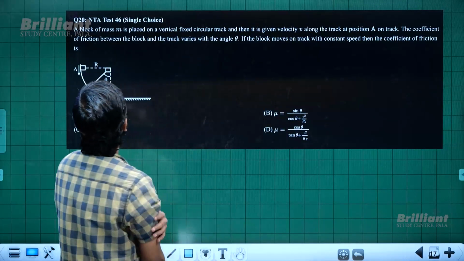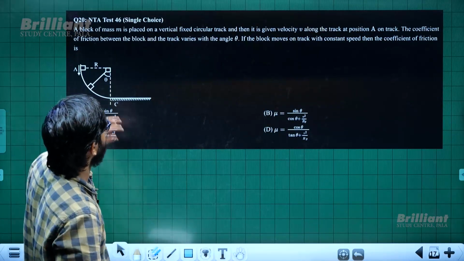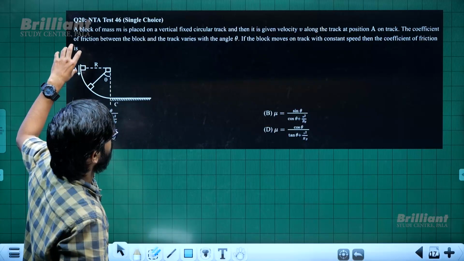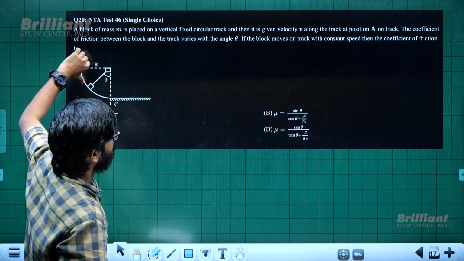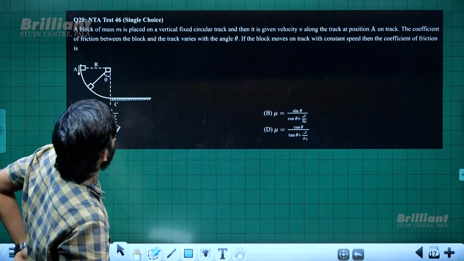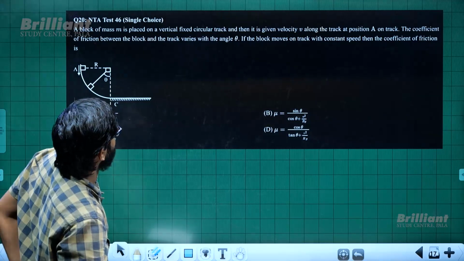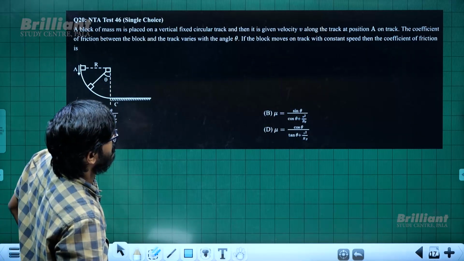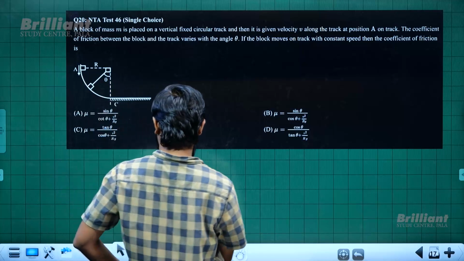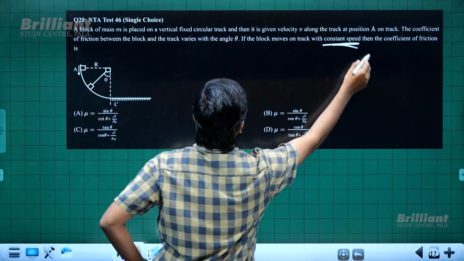Going to the next question. A block of mass m is placed on a vertical circular track. Then it is given a velocity v along the track. The coefficient of friction between the block and the track varies with angle theta. If the block moves on the track with constant speed, what does constant speed mean? Tangential acceleration must be 0.